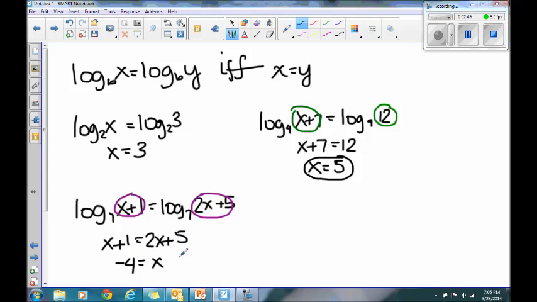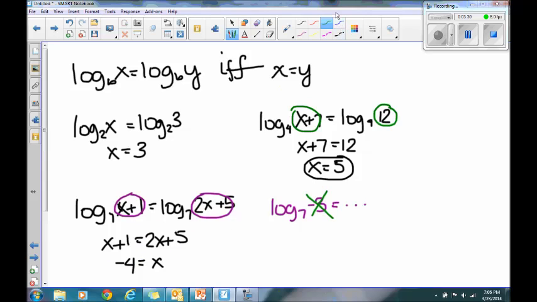Now the thing we have to keep in mind here that we didn't have to worry about with our exponential equations is the domain. If I have b to the x, I know that its domain is all real numbers. But with our logarithms, log of any base, we can only take the log of positive numbers. So if I plug in negative 4 for x, I have log base 7 of negative 3 equals something. And log base 7 of negative 3 can't happen. We cannot take the log of a negative number. We also cannot take the log of 0.